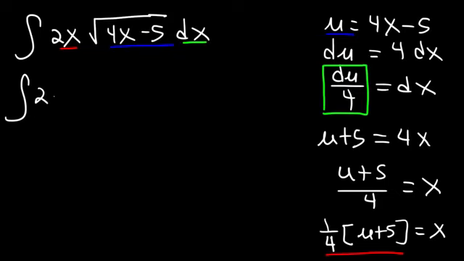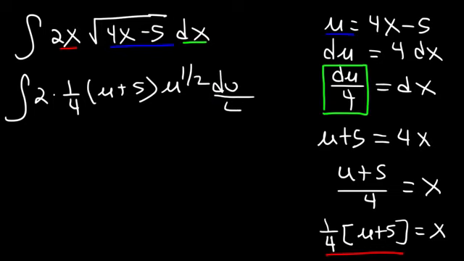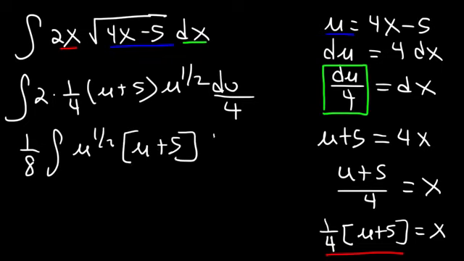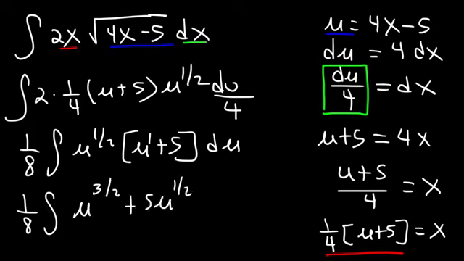So what we have is 2 times 1/4 u plus 5, and then the square root of u, or u to the 1/2, and then dx is du over 4. So 2 times 1/4 is 1/2, and 1/2 times 1 over 4 is 1/8. So we can move the 1/8 to the front, and then we have u to the 1/2 times u plus 5. Now let's distribute u to the 1/2. So u to the 1/2 times u to the first power, 1/2 plus 1, that's going to be 3 over 2, and then plus 5 u to the 1/2.